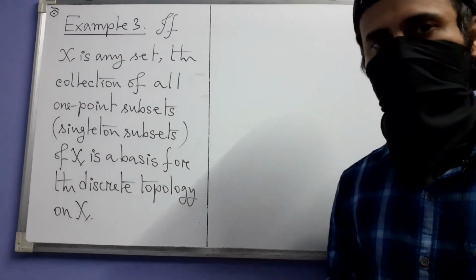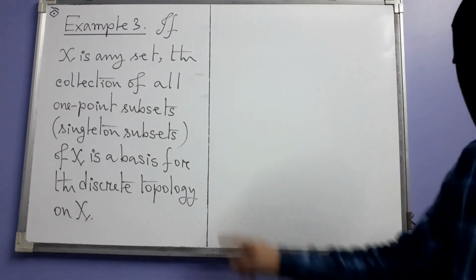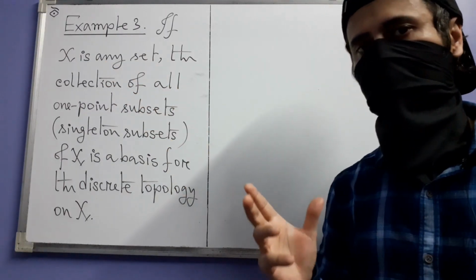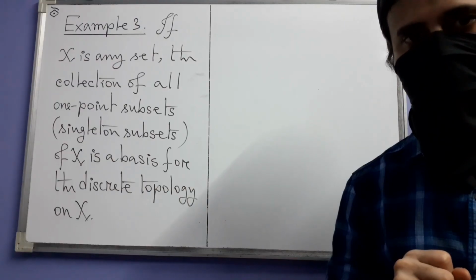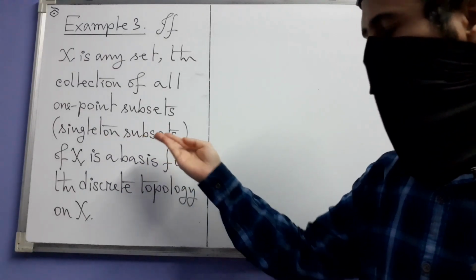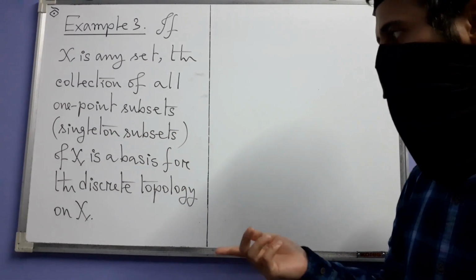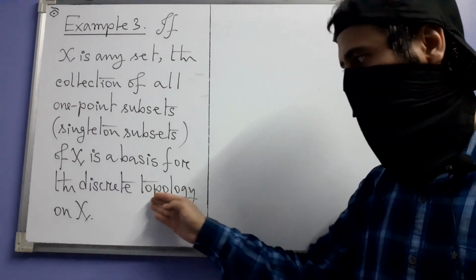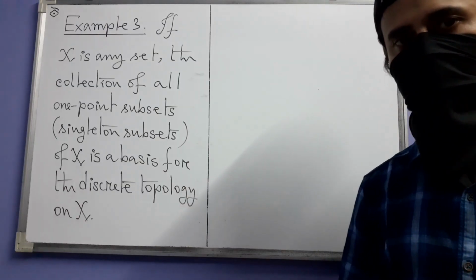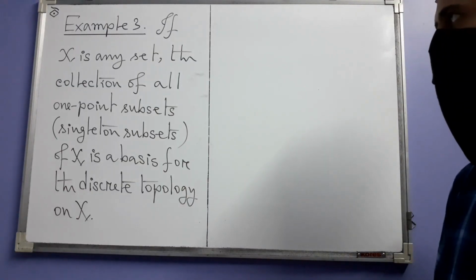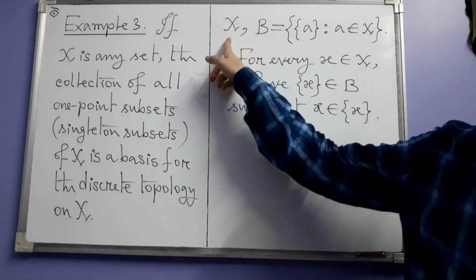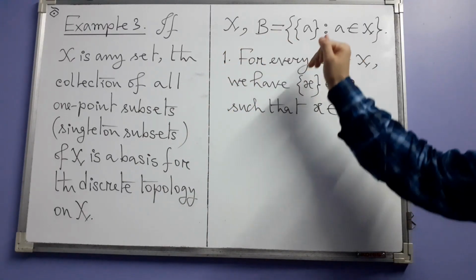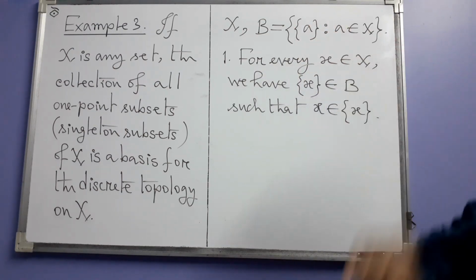In this third example, it's a little different. Here X is any set and we are considering the collection of all one-point subsets of X, which also are known as singleton subsets. That is the basis for some topology, and you know that topology, the discrete topology on X. Let us see how. So we have the set X here and we are calling this collection B, the collection of all singleton subsets of X.